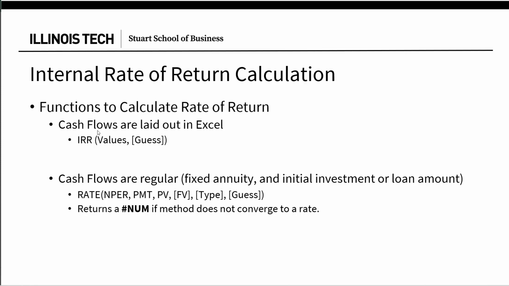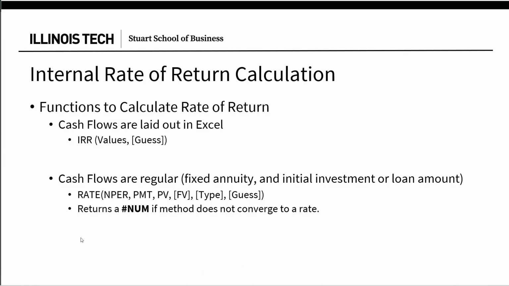When we have regular cash flows, so we have an annuity where we have an initial investment or a loan amount, then we can use the rate function. And in the rate function, as we have used before, we have the number of periods, the payment, the present value, and then we can put in a future value, and then we have an option to guess. And this is because for both of these, sometimes there are multiple roots, right? There are multiple discount rates that actually set the NPV to zero. And we'll talk more about that in a subsequent lesson, okay?